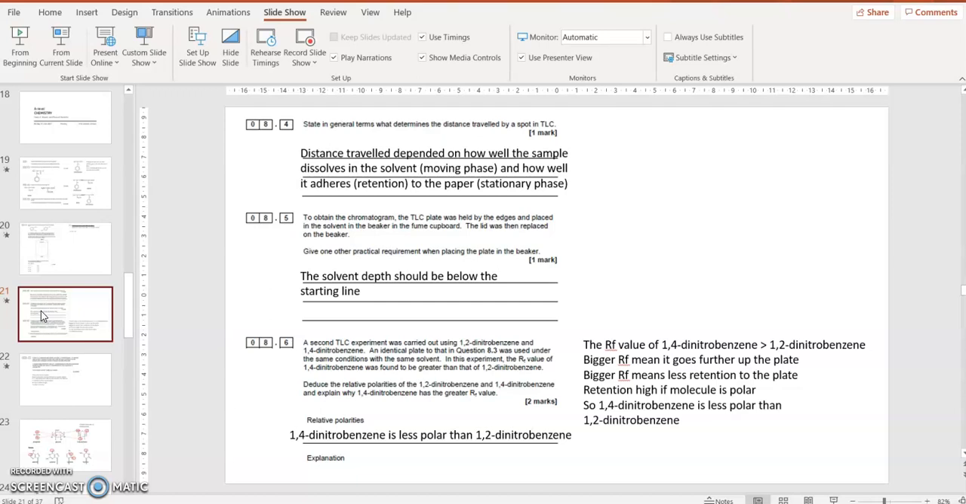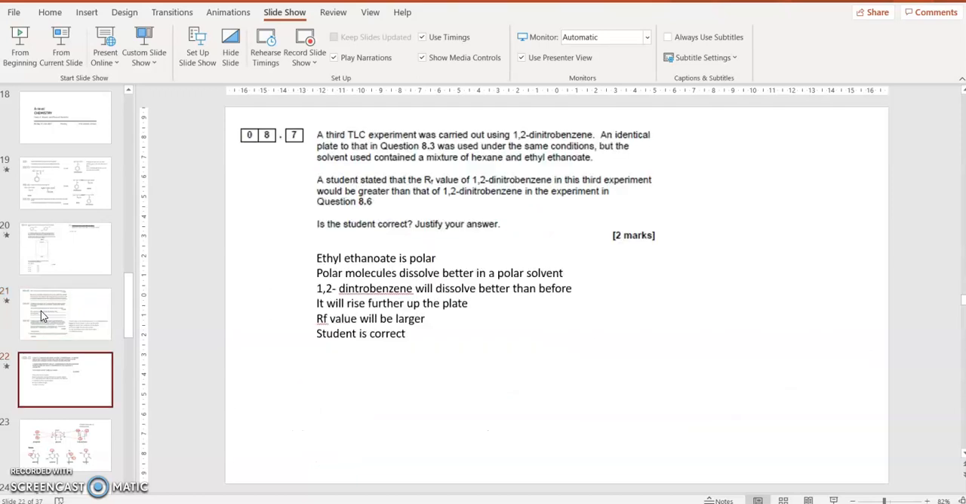Now, usually that means that if something is polar, got delta plus and delta minuses, it sticks or adheres to the plate. So the fact that that one has gone further up the plate means it's not sticking or adhering to the plate, and therefore it's not as polar. Things that are polar adhere to the plate and don't have big RF values, don't go up the plate that well. So 1,4-dinitrobenzene must be less polar.